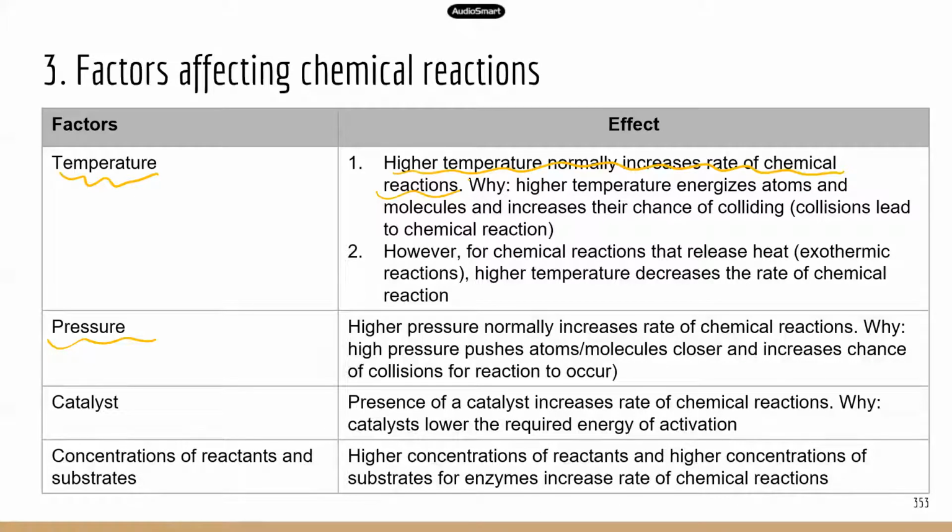Higher temperature can energize atoms so that the atoms are moving faster. They are more likely to collide when the chemical reactions happen, right? So that's the reason. Now, there are some cases where the chemical reactions release heat, exothermic reactions or exergonic reactions, then the higher temperature may decrease the rate of chemical reactions.